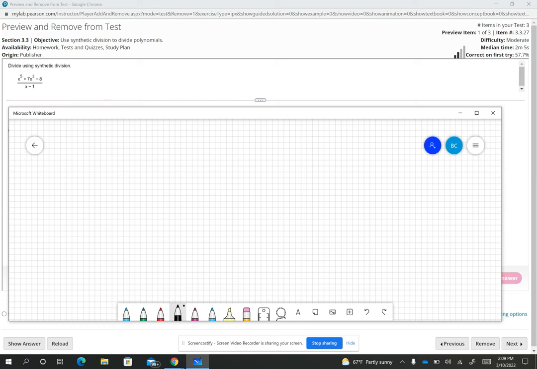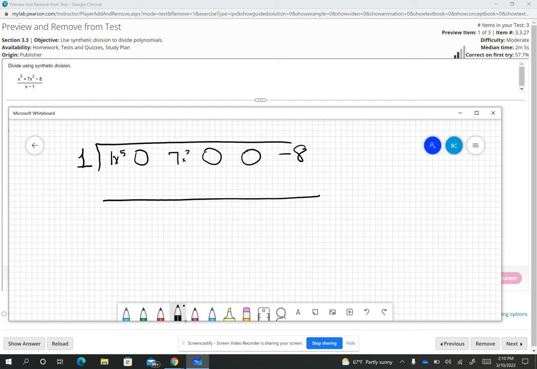We have x to the fifth plus 7x to the third minus 8 divided by x minus 1. We're going to do synthetic division with positive 1. We're going to change that sign from the bottom of the problem. And we're going to do a 1 and then a 0, and then a 7, and then a 0, and then another 0, and then a negative 8. Because we start with an x to the fifth, and then we have no x to the fourth, we have an x to the third, we do not have an x to the second, we do not have an x, and then we have a minus 8. So that's what we're going to start with. That is the setup, not completely.